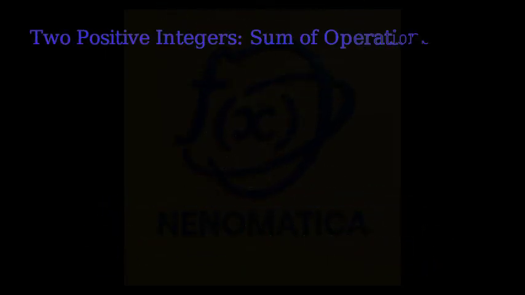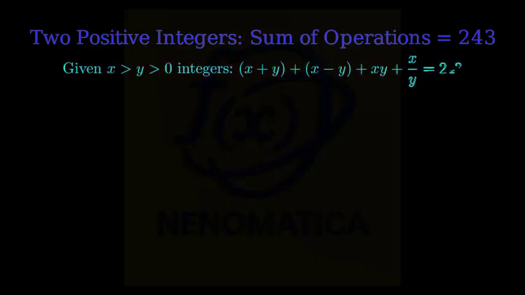Example with two positive integers and four operations leading to a sum of 243. We have two positive integers, x the larger and y the smaller. Perform four operations. 1. The sum x plus y. 2. The difference x minus y. 3. The product xy. 4. The quotient x divided by y. The sum of these four results equals 243. Find x and y. Let's visualize the four pieces so the structure is clear.